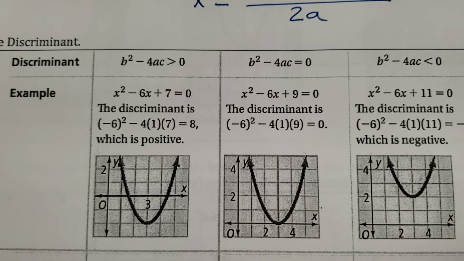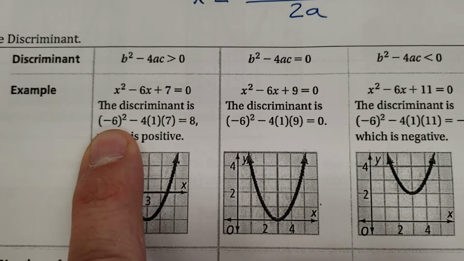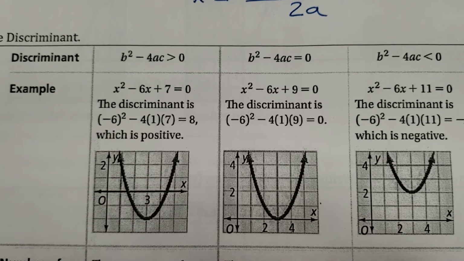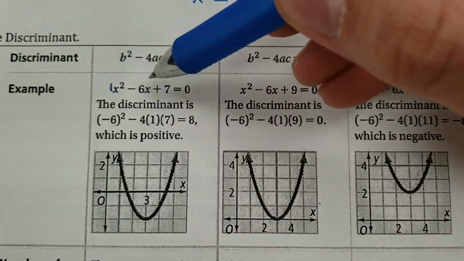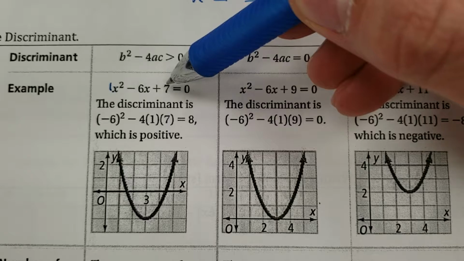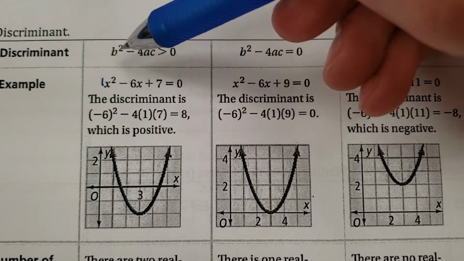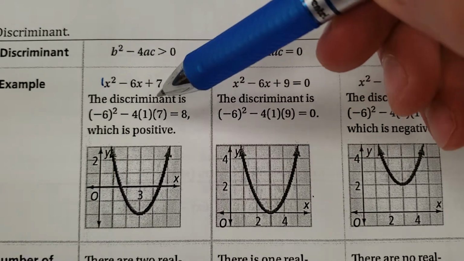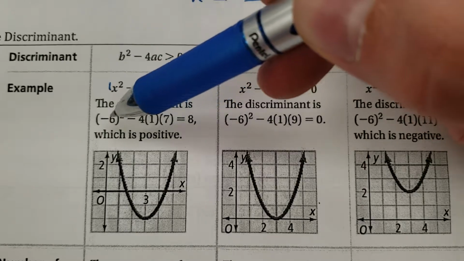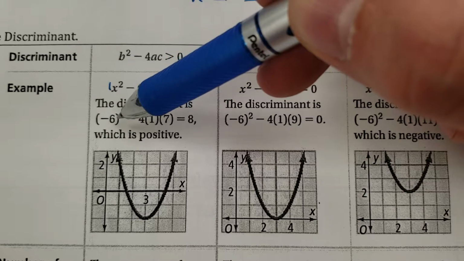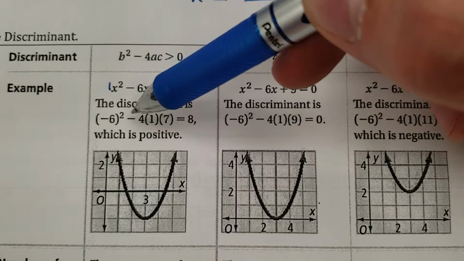Now, I love these examples because notice they use brackets when they plug in the values. So here we have an a value of 1, b value of negative 6, and a c value of 7. So they plug in b squared minus 4ac. Perfect. Look at this. This is gorgeous. You must use brackets when you plug in negatives, otherwise your calculator will do it wrong.